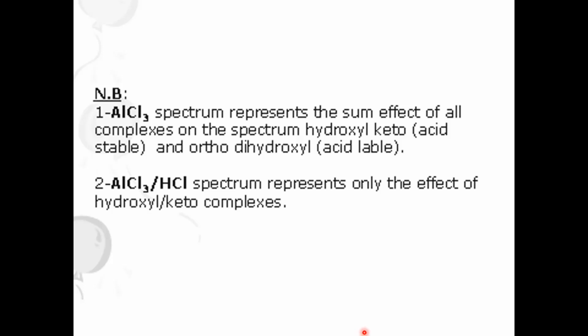And therefore, the aluminum chloride spectrum is the sum of effect of all complexes on the spectrum. Hydroxy keto, this is acid stable, and ortho dihydroxyl acid labile. And the shift by aluminum chloride and HCl represents all this, due to the effect of hydroxy keto complex, the result of C5-hydroxyl and the keto group.